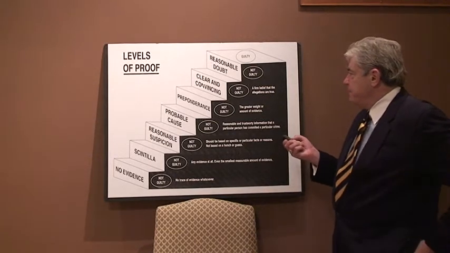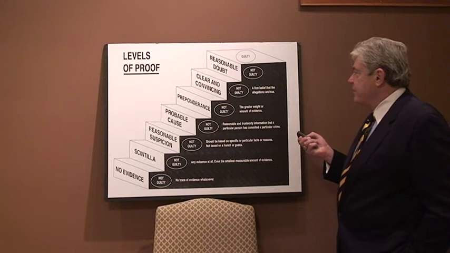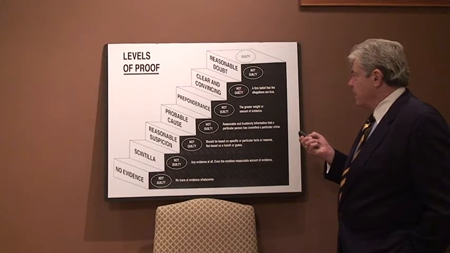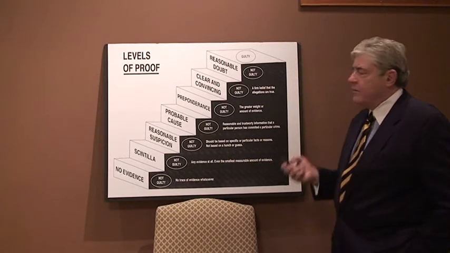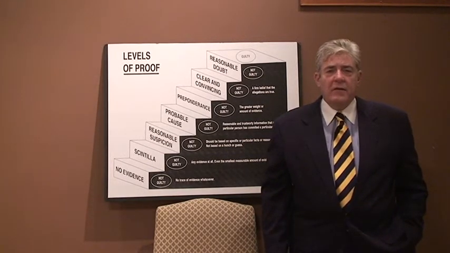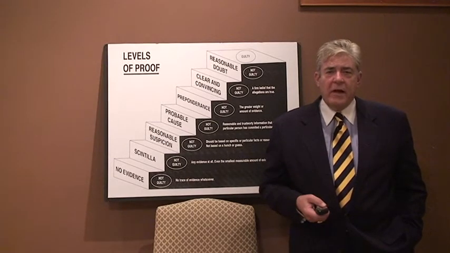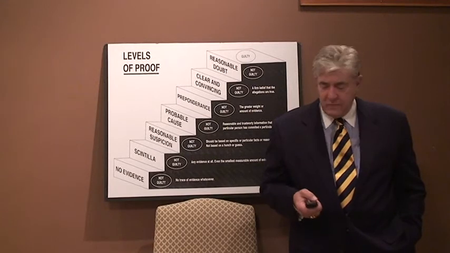The next step is clear and convincing evidence. If the evidence rises to that level, you're still not guilty. That's a firm belief that the allegations are true. When the evidence is clear and convincing, that is the sufficiency of the evidence, for example, for the state to take your children away from you on allegations of harm.